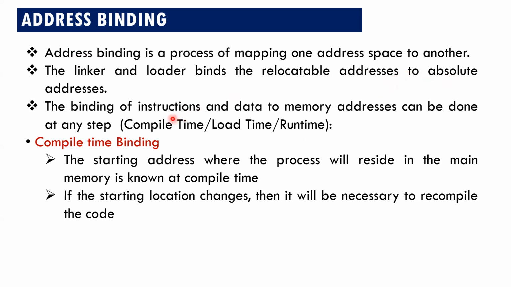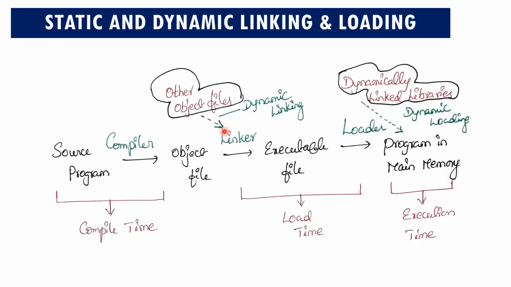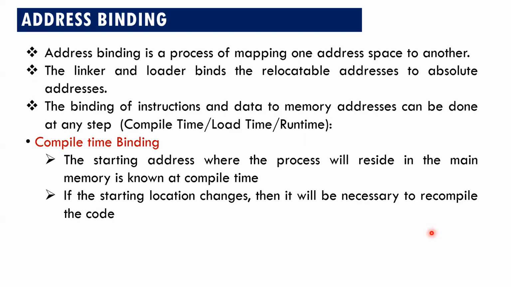So the binding of the instructions and data to memory addresses can be done at any step that we have seen in the previous diagram. The binding of the data and instructions can be done either during the compile time or during the load time or during the execution time. So based on at what point of time the instructions and data are mapped to the memory addresses, we have different types of bindings, which include compile time binding, load time binding, and runtime binding.